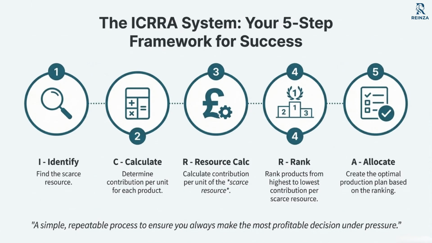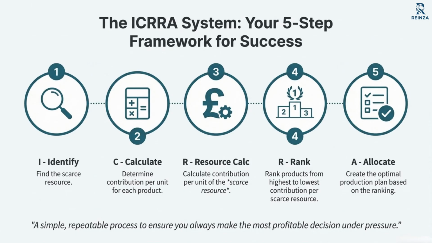Step 5 is A for allocate. Allocate your scarce resources based on the ranking. First, satisfy all demand for your rank 1 product, if you have enough resources. Then use whatever resources remain for your rank 2 product. Continue down the rankings until you run out of resources. ICRRA: identify, calculate, resource calculation, rank, allocate. This is a simple, repeatable process that ensures you always make the most profitable decision under pressure.